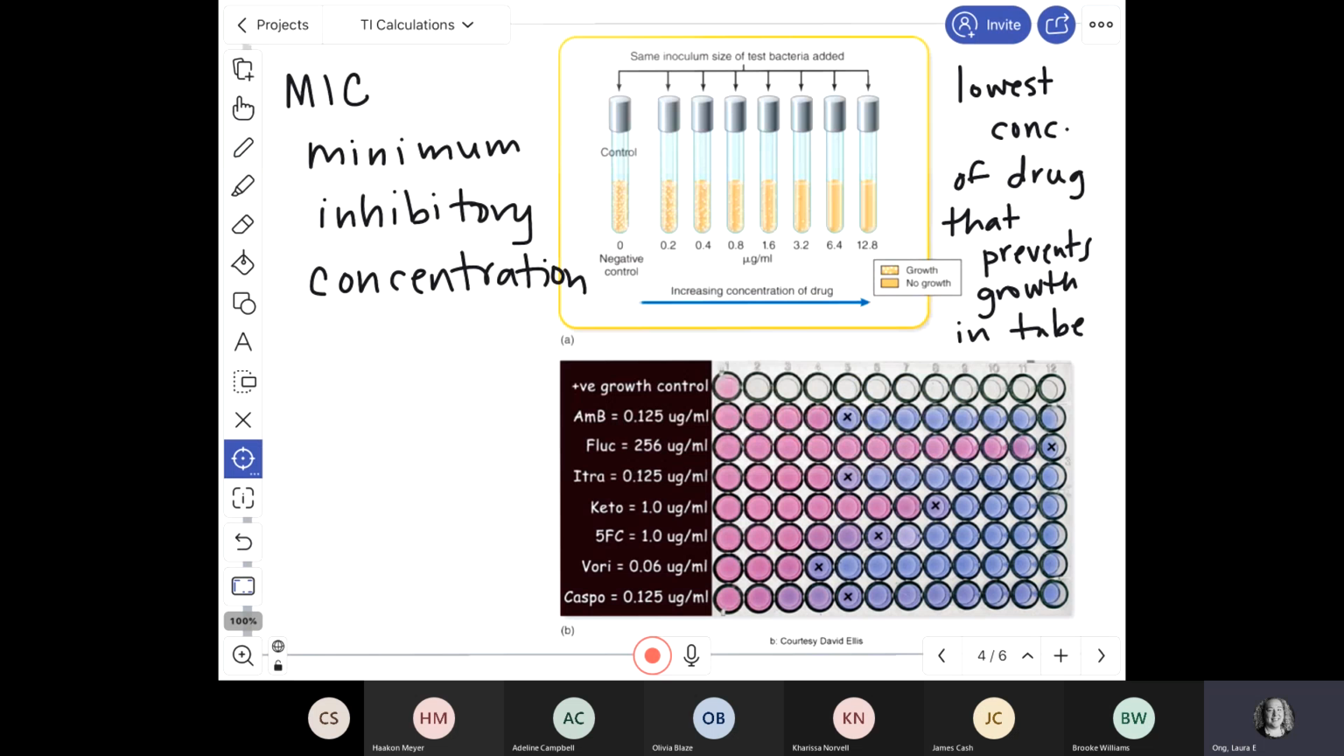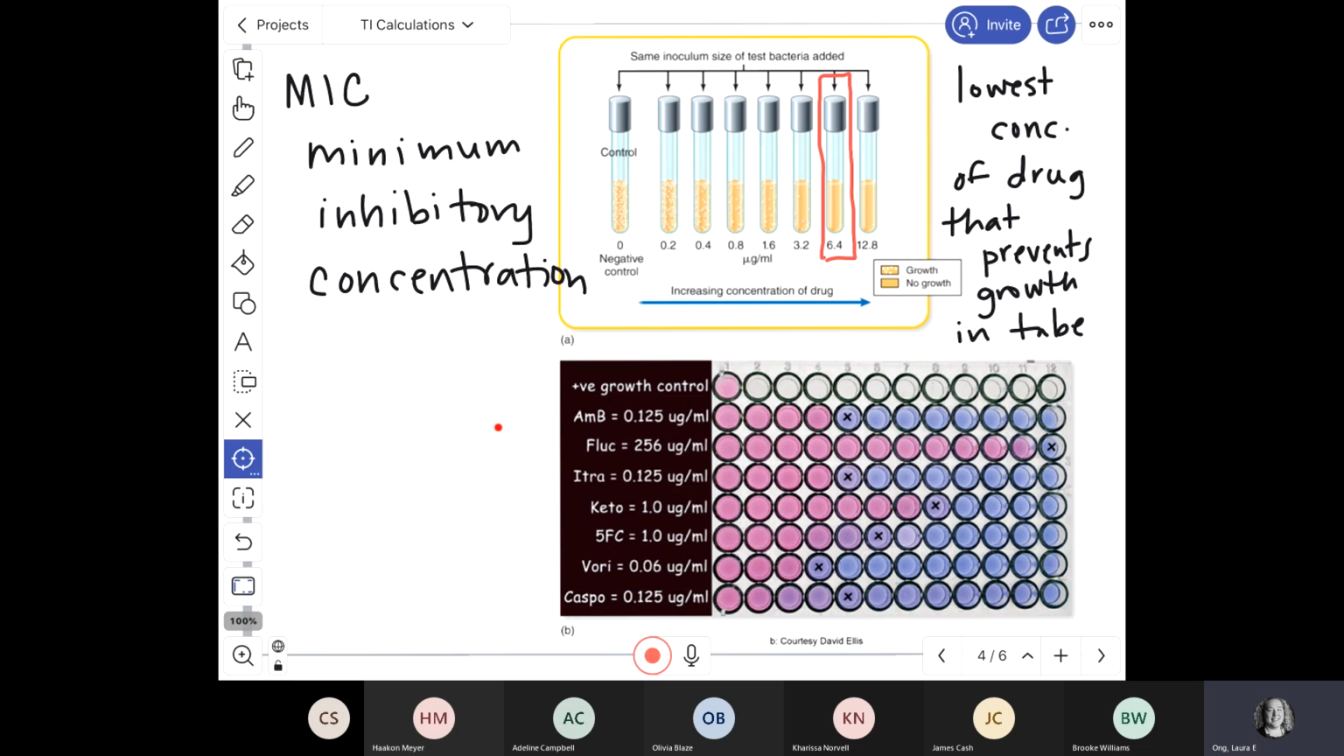And we can see that in this example here, if we set up test tubes with all the same amount of bacteria in the beginning, and then we put different amounts of antimicrobial drugs in those, the lowest concentration that inhibited the growth of the bacteria in the tube was 6.4 micrograms per mil, would be the MIC of that particular drug.